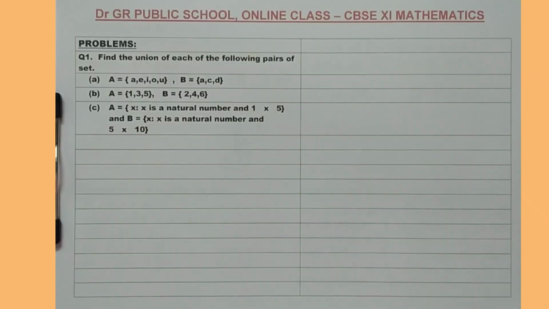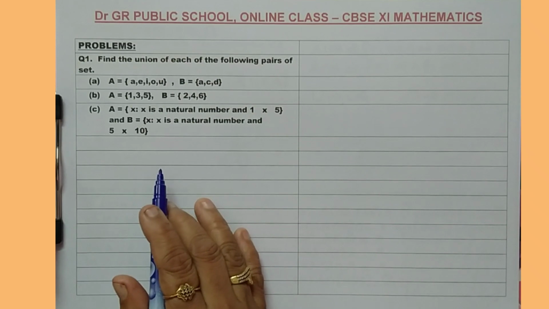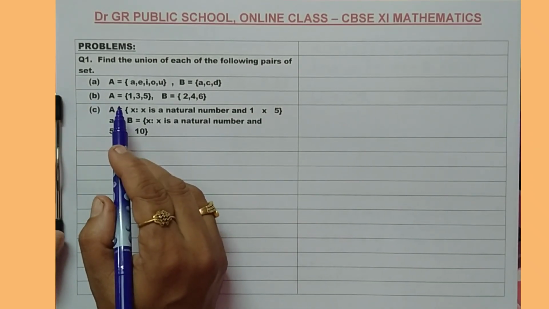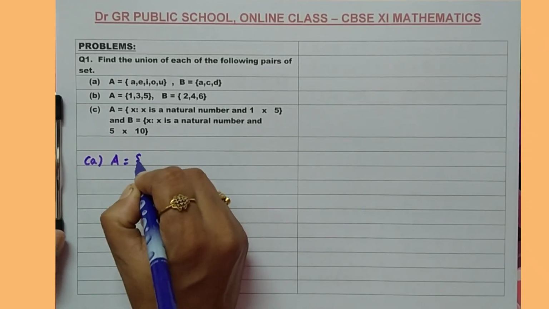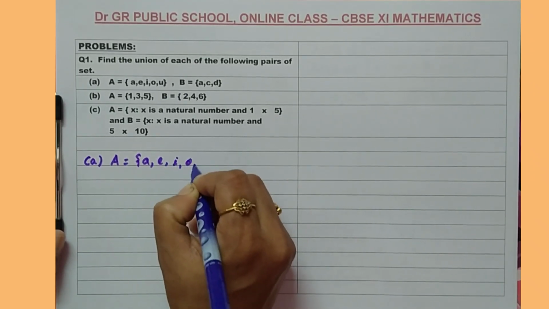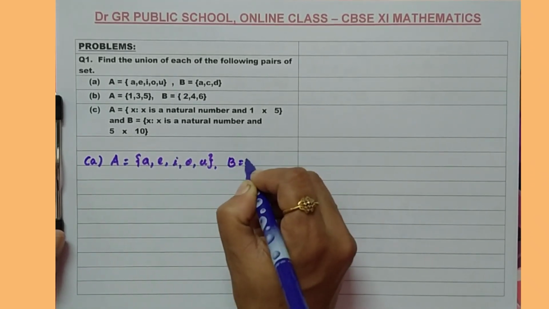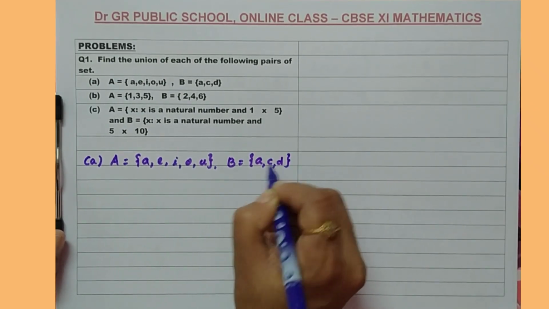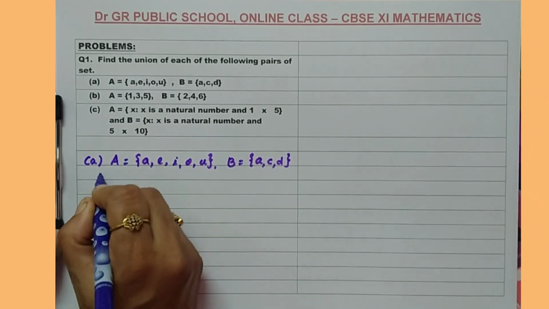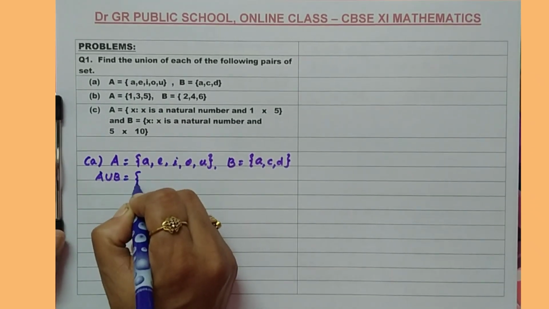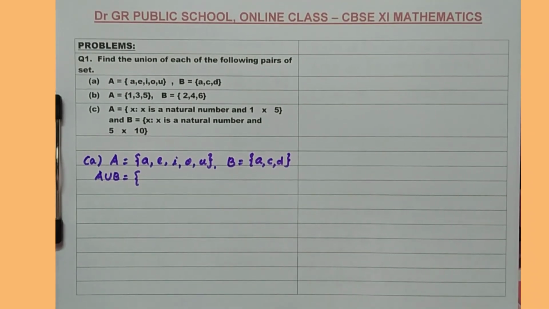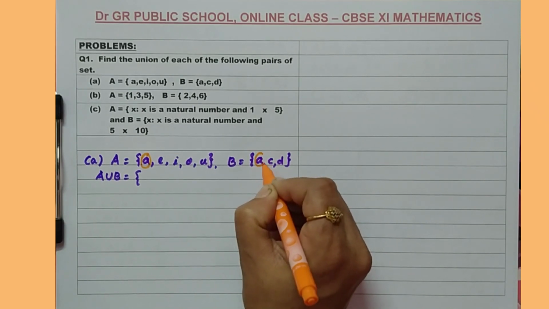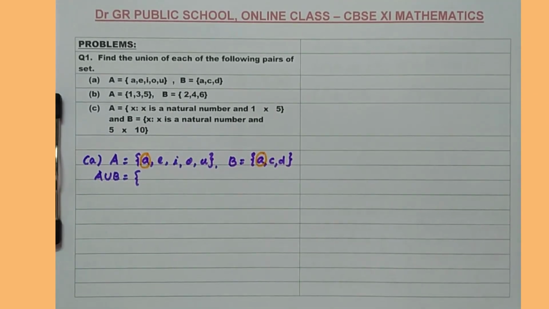First question, find the union of each of the following pairs of sets. Come with the first question, question A. A equal to the set {A, E, I, O, U}, and B equal to the set {A, C, D}. You are asked to find the union of these sets. A union B equals, at first you need to identify the common elements between the sets. I already told you that when two sets are given, you need to identify the common elements. Which are the common elements here? A is the common element. Then any more? No, here C and D, no other elements are in common.